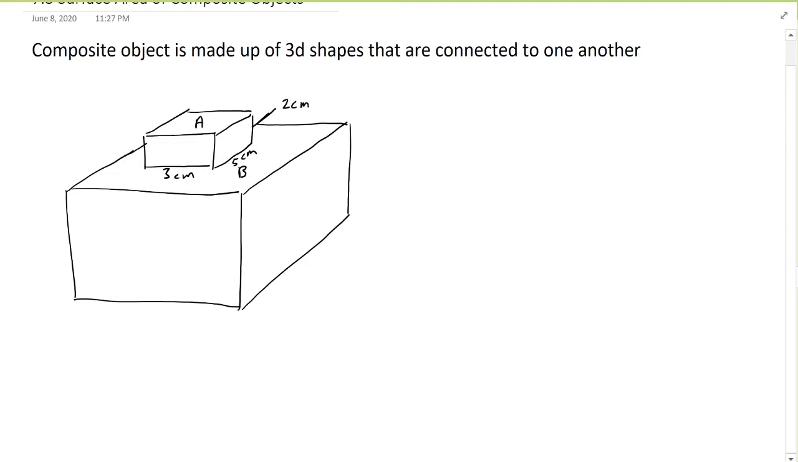And let's give some dimensions to our larger prism. We'll say this is 10 centimeters. This is 8 centimeters. And this part right here is 6 centimeters.